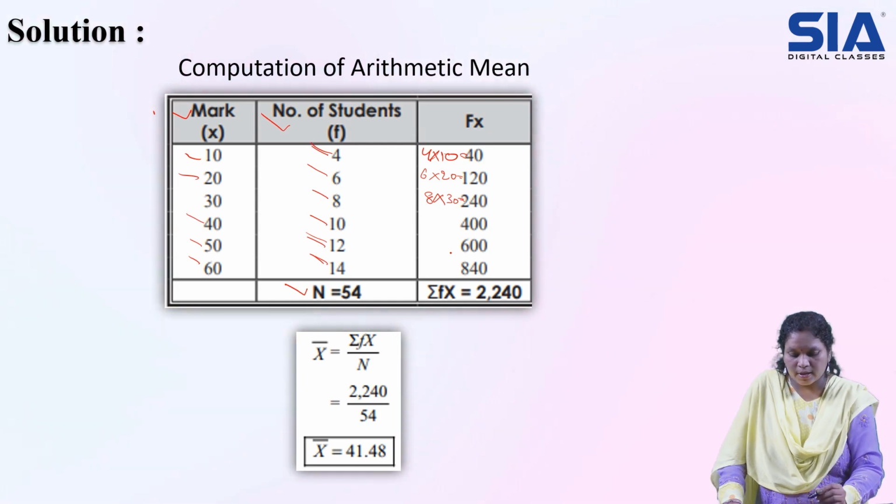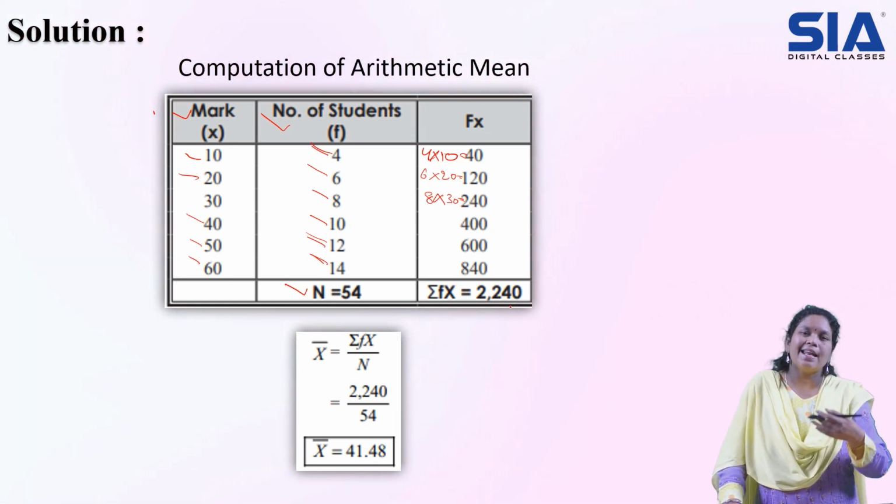Then add up all the data one by one. You add up 40 plus 120 plus 240 plus 400 plus 600 plus 840. You'll get its total as summation fx, a notation because we are adding up one to another. So summation fx is equal to 2240 we got. So we simply add the entire last column.